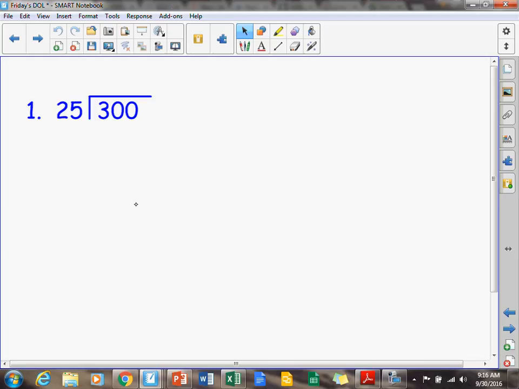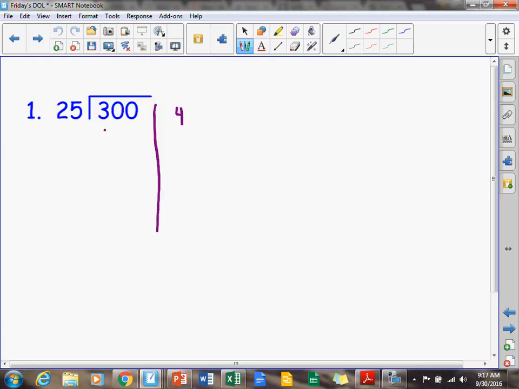25 is a friendly number too. Anybody explain why 25 would be a friendly number? Ibrahim, why is 25 a friendly number? It's like 25 cents. It's like perfect, 25 cents. And how many 25 cents does it take to make a dollar? 4, okay? So if it takes 4 25 cents or 4 quarters to make a dollar, it takes 4 25s to make 100.